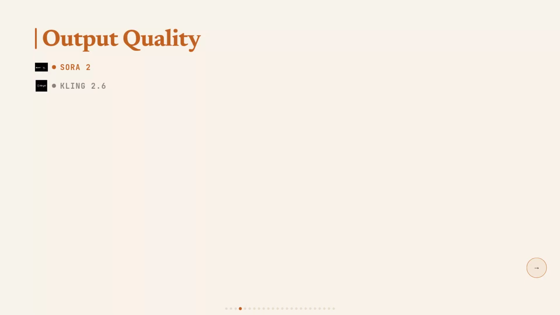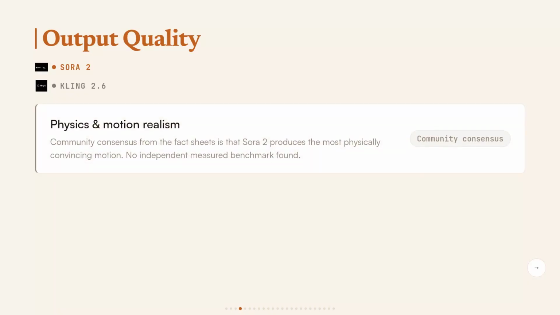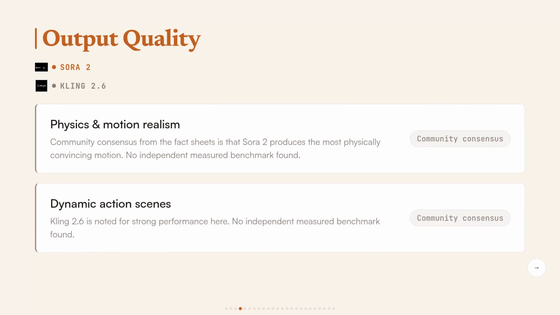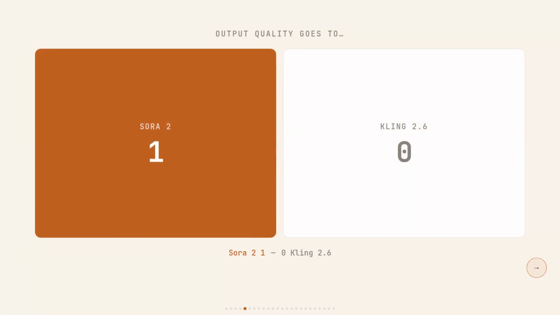I went through the community consensus across both platforms, and Sora 2 was consistently called the physics king, the most convincing AI video motion anyone had seen, while Kling 2.6 is strong on dynamic action scenes, but it doesn't hit that same realism peak. And I want to be upfront that this is directional from community reports, not a measured benchmark. Sora 2 takes output quality, and I didn't think the gap would be this clear from community data alone, but every report pointed the same direction. Best-in-class physics, no contest. That puts Sora 2 up 1-0, which is going to get complicated pretty fast.